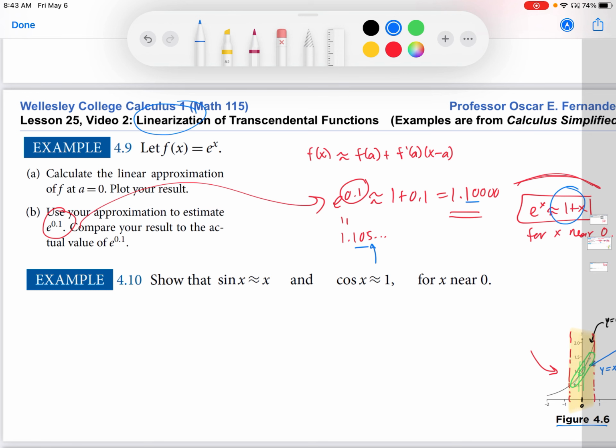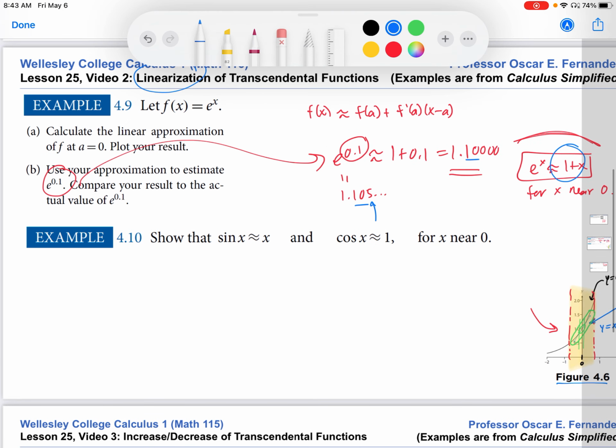So that's pretty cool. Okay, so let's take a look at the last example here. Show that sine x is approximately x for x near 0, and then a similar thing for cosine x, approximately 1 for x near 0. Here you are not given the a value explicitly, but you are told basically the a value for x near 0. So a equals 0 for both of these questions.